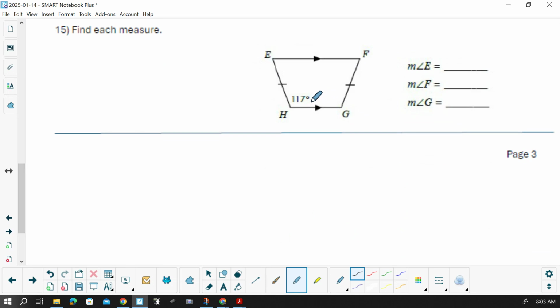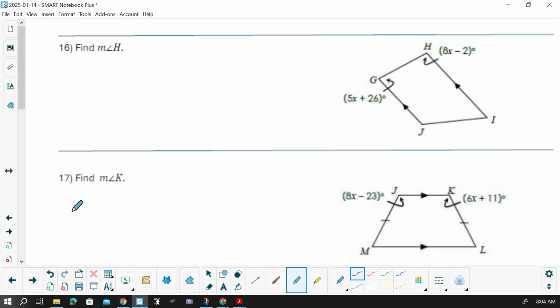Same thing here. Now this is isosceles, so this is 117. Between the two parallel lines, that add up to 180. So 180 minus 117 would be 63. So this is 63. So angle E, 63. Angle F, 63. And angle G, 117.